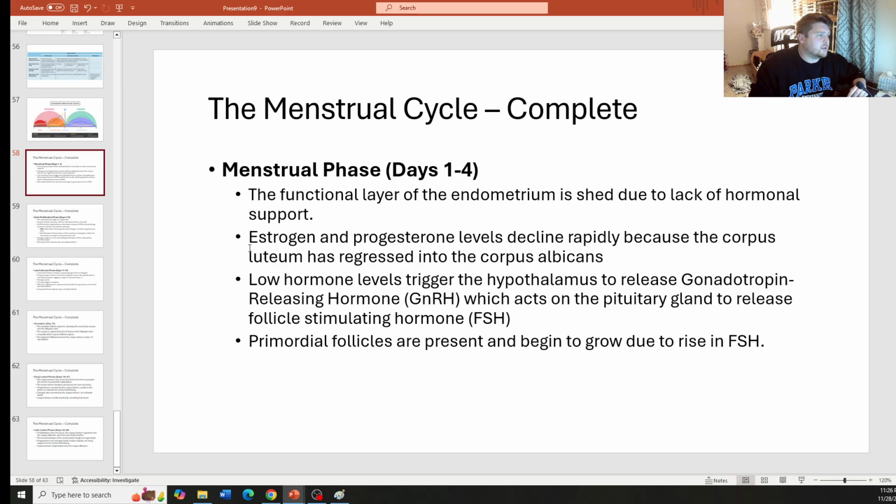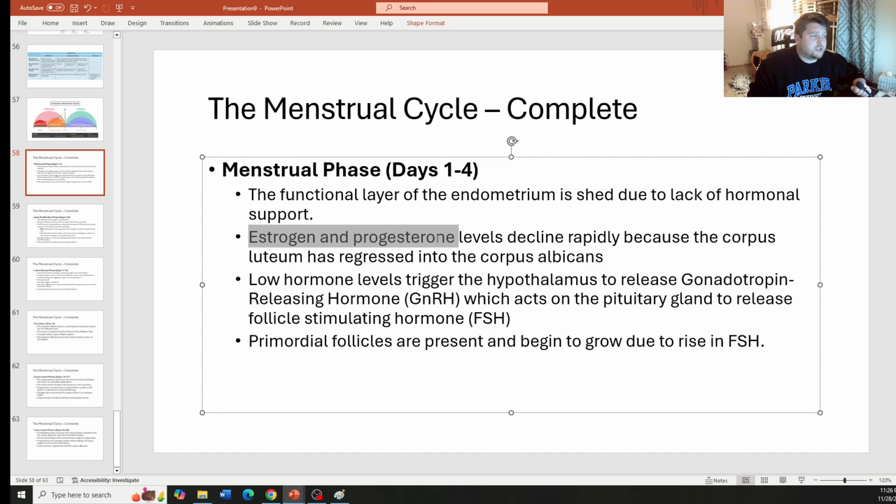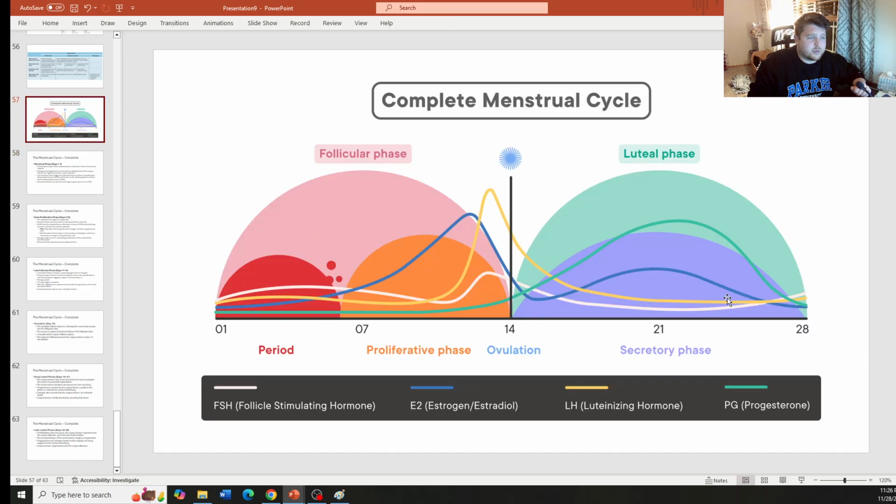So the menstrual phase, we already kind of talked about it. That's the functional layer is shed because of the lack of hormonal support. The estrogen and progesterone levels decline, so we can see estrogen and progesterone are at their lowest, or one of their lowest levels at this point.